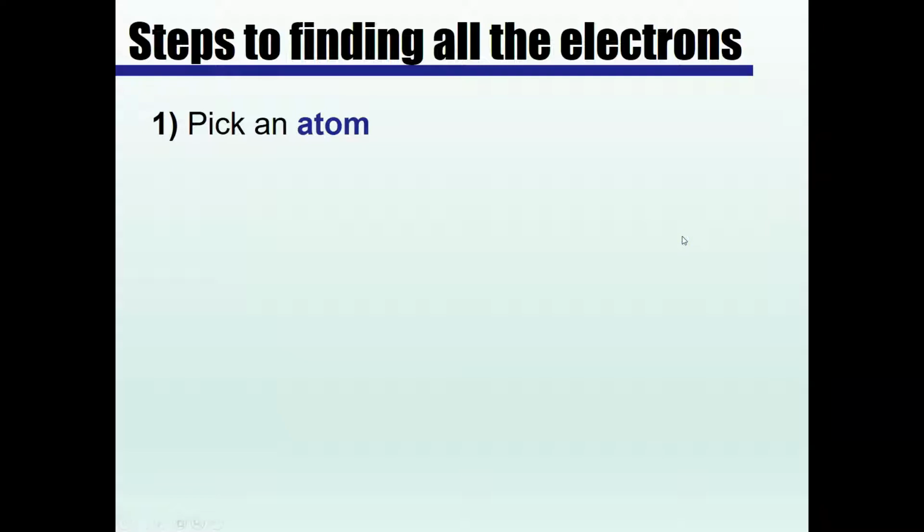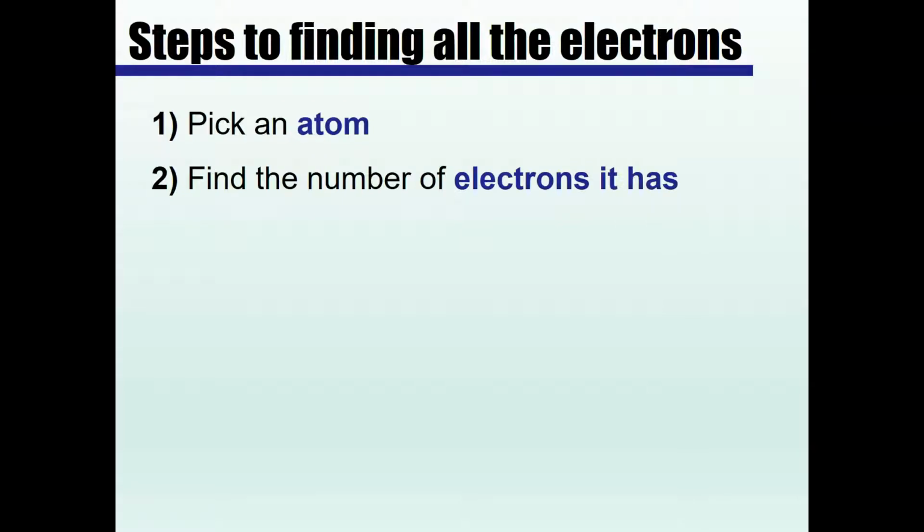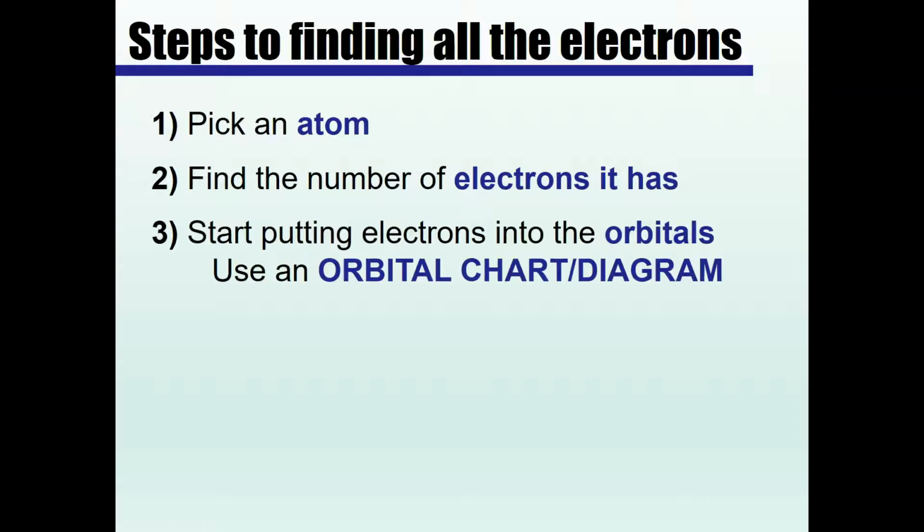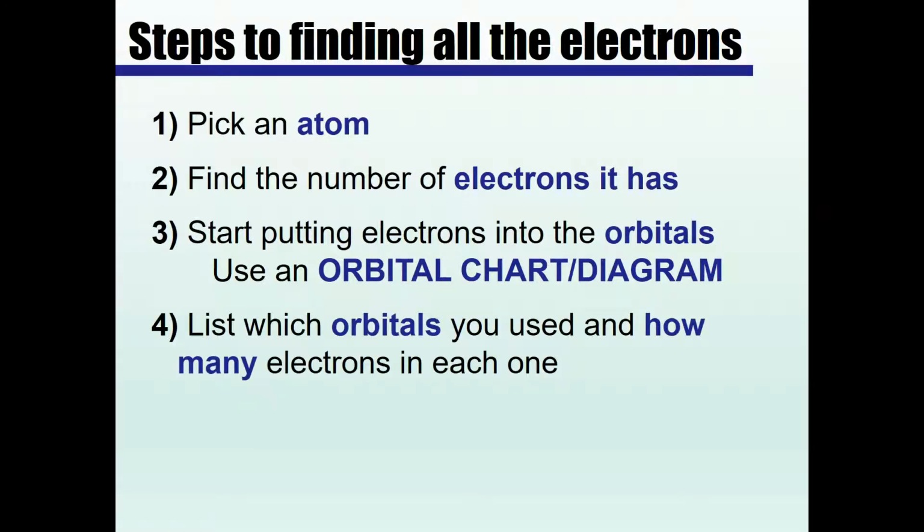So a reminder of the steps from our last lesson. Once you know which atom you have, you're going to find out how many electrons it has using the periodic table. Then we're going to start using our orbital diagram and chart. We're going to make sure we follow our 3 rules. And then we will list which orbitals we used and how many electrons were in each one. When we do that, we have the final configuration.